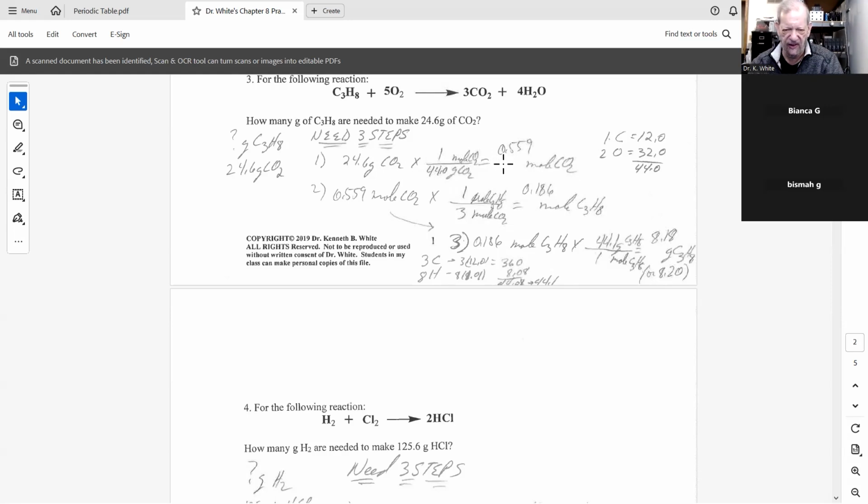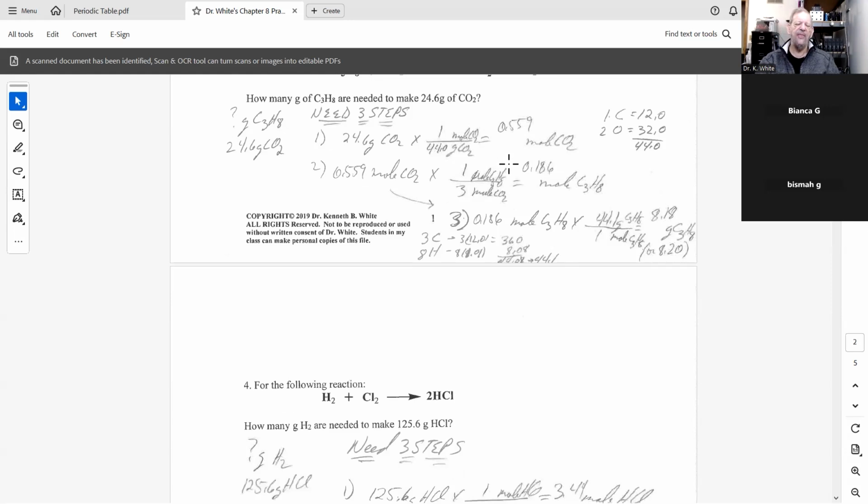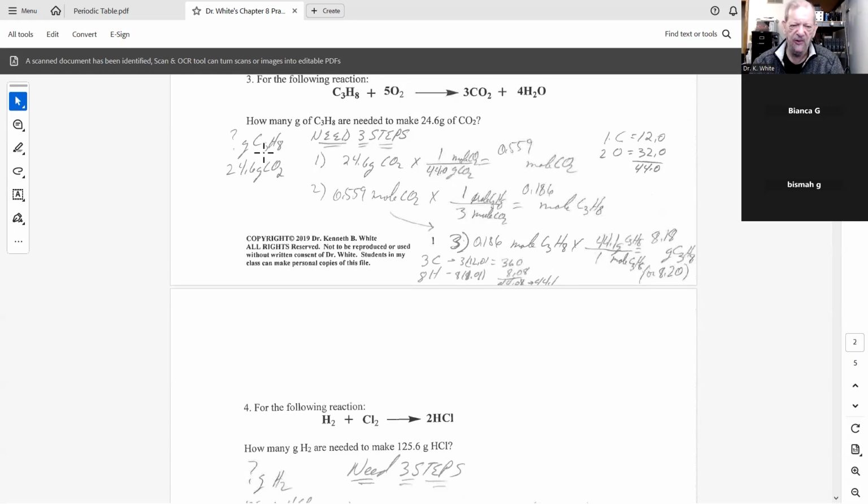My answer is 3. Now, I have to convert, second step, moles of A, in this case A is CO2, to moles of B. We're trying to get to C3H8. And now you use my good buddy, my good friend, unit analysis. Whatever I'm trying to get to, the moles go on top, moles C3H8. Whatever I'm trying to get rid of, moles of CO2, go underneath.